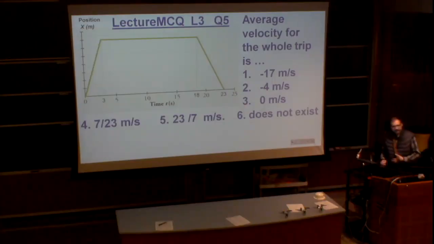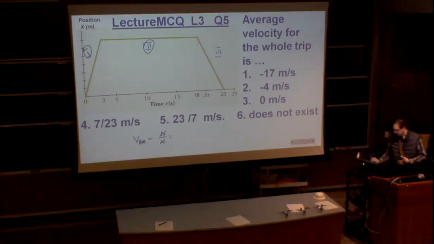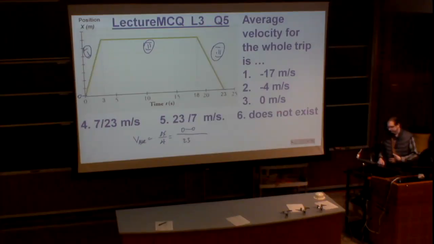And it cannot not exist. It exists because it always exists. It's always some number: positive, negative, or zero. And those 7 over 23, 23 over 7 are absolutely random kinds of ratios. But of course, in order to be absolutely convinced, you would have to use a definition. The average velocity is delta x over delta t, and this equation can be applied individually to each part of the motion or to the whole trip. For the whole trip, it's going to be 0 minus 0 over 23, because it starts at 0 and it ends at 0. So the answer is 0, right?